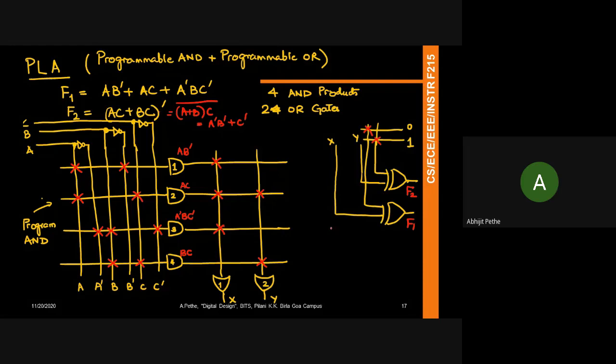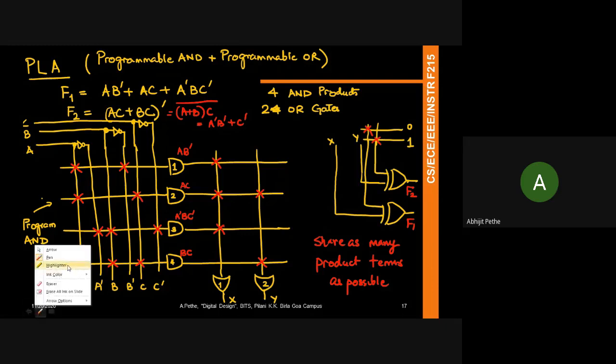So the trick in using this is to ensure that they share as many product terms as possible, right? So that way you can utilize this chip. Okay. And so how do you express this?